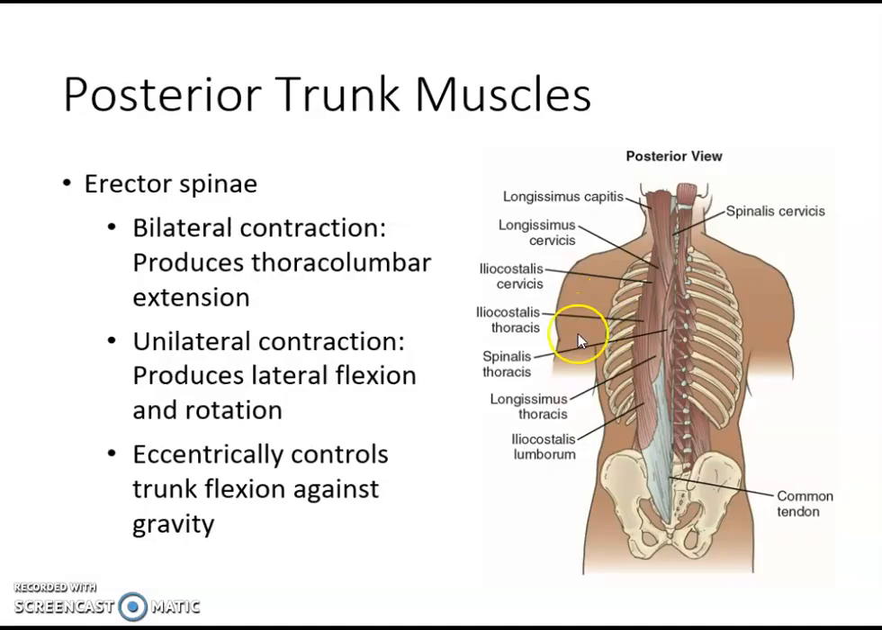Next group of muscles are the erector spinae. You don't have to memorize all these names. You just have to remember, if they contract bilaterally, they cause the thoracolumbar extension. If one side contracts, they will cause a lateral flexion of the same side. Eccentrically, they control the trunk flexion. In other words, they are holding the spine and gradually letting it go as you bend forward to touch your toes.